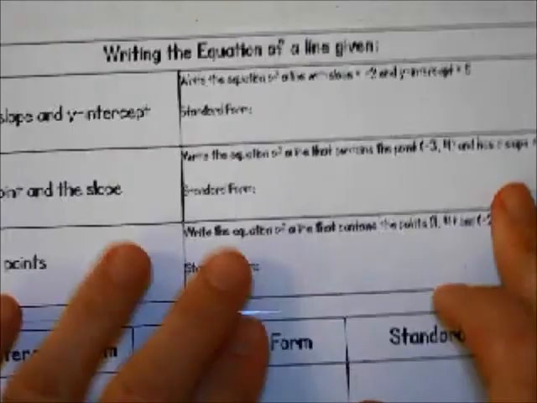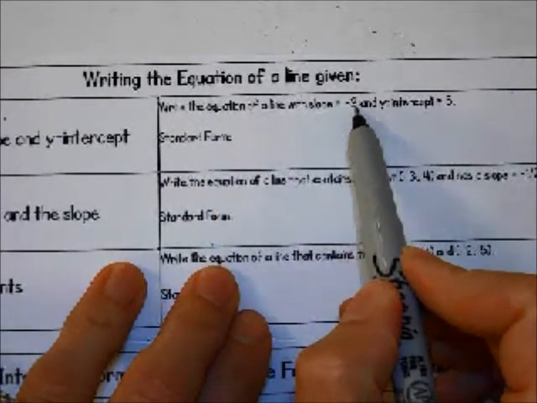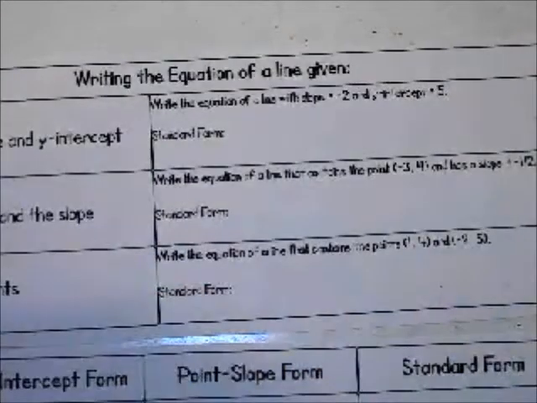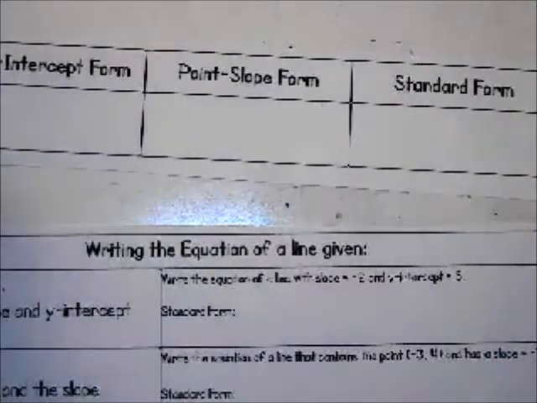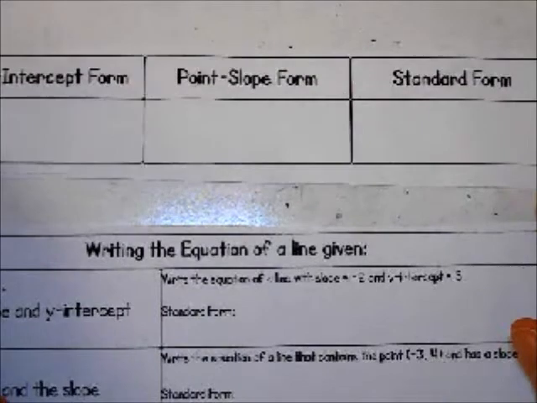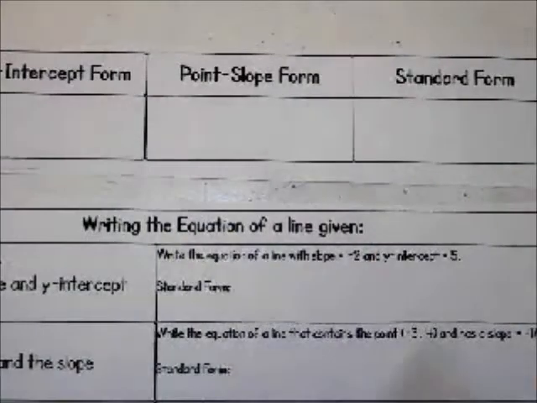So the first example says write the equation of a line with slope of -2 and a y-intercept of 5. Oh, you know what? It just dawned on me. Let's go over these things first. We're probably going to need them. So if you want, you can tape them down below or above. It doesn't really matter.